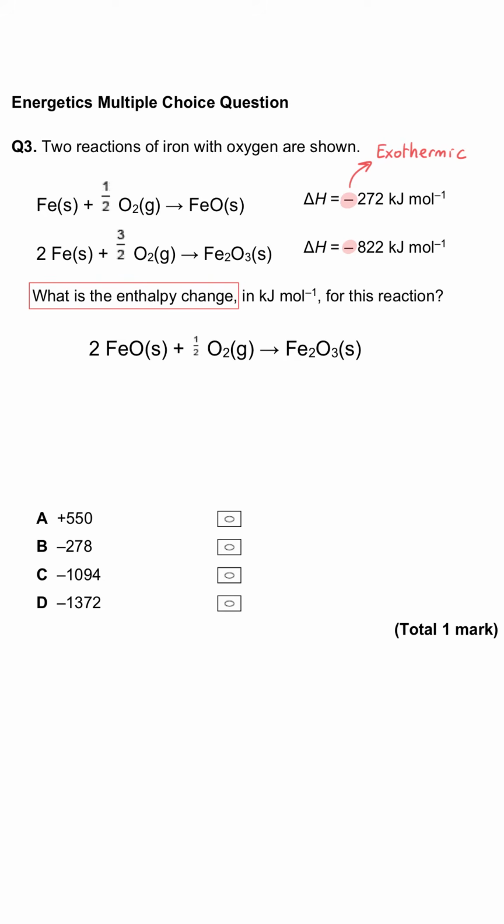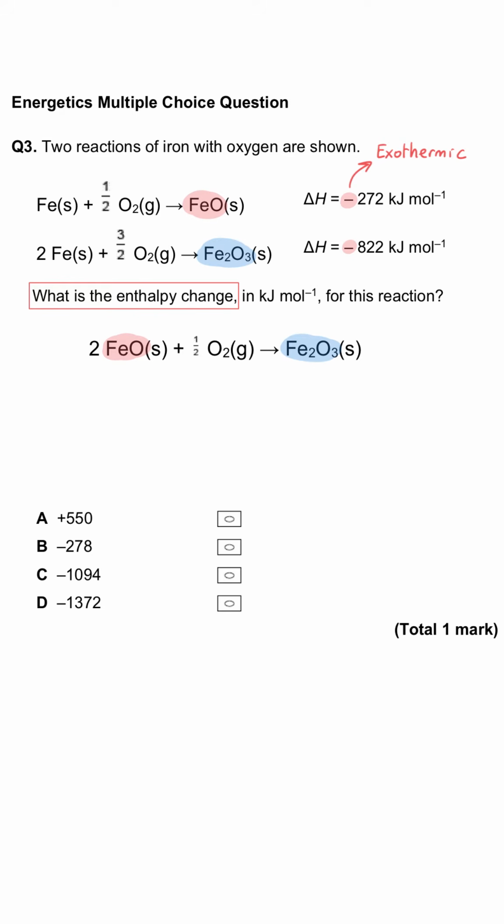What is the enthalpy change in kilojoules per mole for this reaction? And the reaction involves the conversion of FeO with the presence of oxygen into Fe2O3. And the key way into this reaction is to notice that the reactants and the products for this reaction both appear in the equations above. FeO is a product in the first reaction, and Fe2O3 is a product of the second reaction.